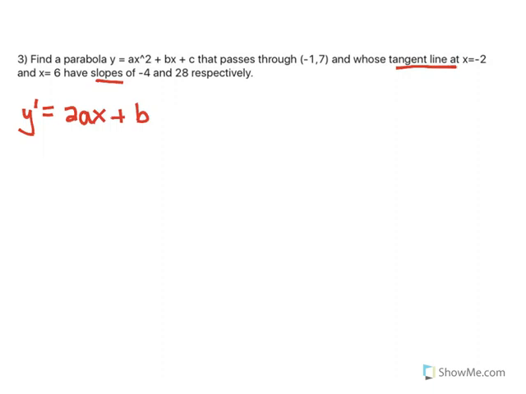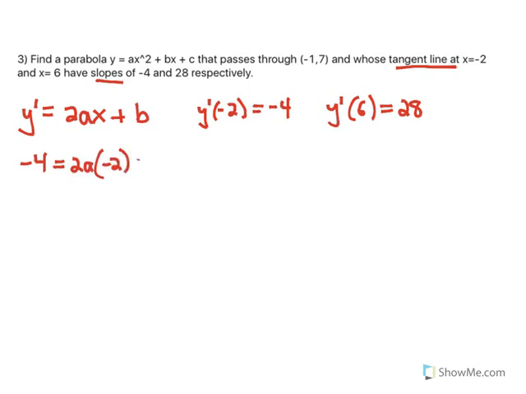So this is our derivative, so I can now use my information that y prime at -2 is negative 4, and y prime at 6 is 28. That's what it means when it says at x equals -2, the slope of the tangent is -4. So I'm just going to set those up, and then we should have two equations, two unknowns. So I'm going to say -4 equals 2a times -2 plus b. And my second equation is 28 must equal 2a times 6 plus b.